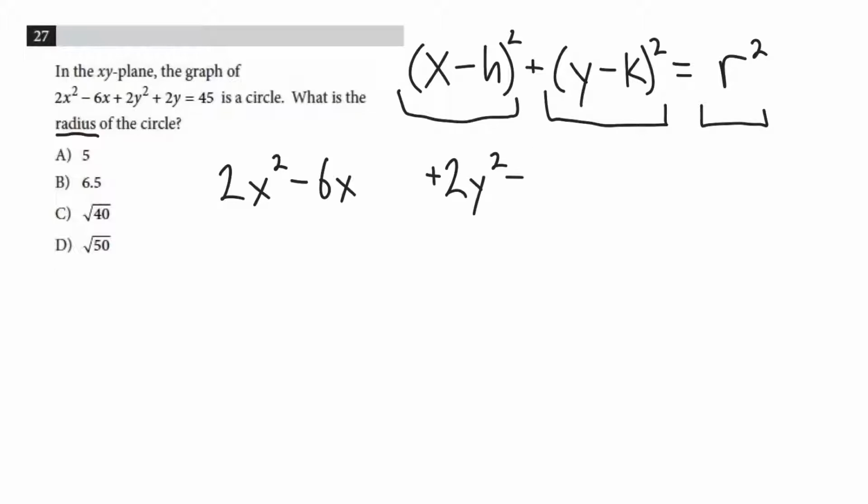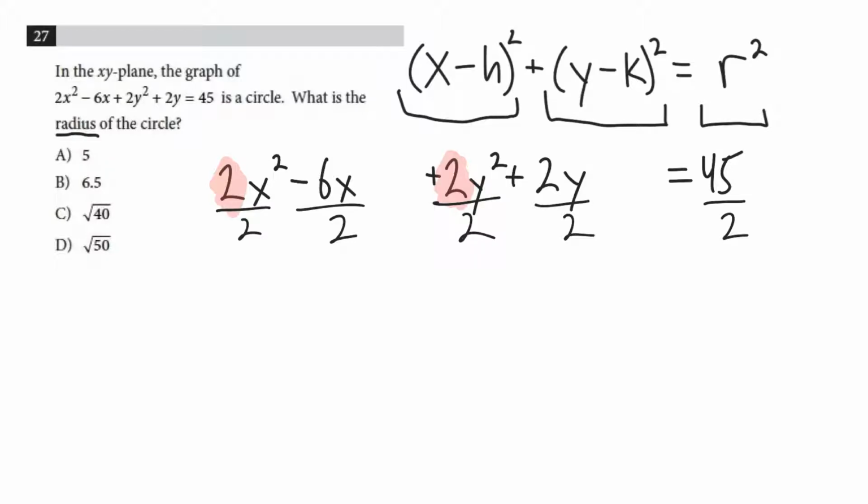Plus 2y squared plus 2y. I'm going to leave another space, equals 45. Okay. Now, to complete the square, we want our a terms, this guy and this guy, to be equal to 1. That would be pretty easy in this equation. I'm just going to divide everything by 2 on both sides of the equation. Okay, now I've got x squared minus 3x plus y squared plus y equals 45 halves.